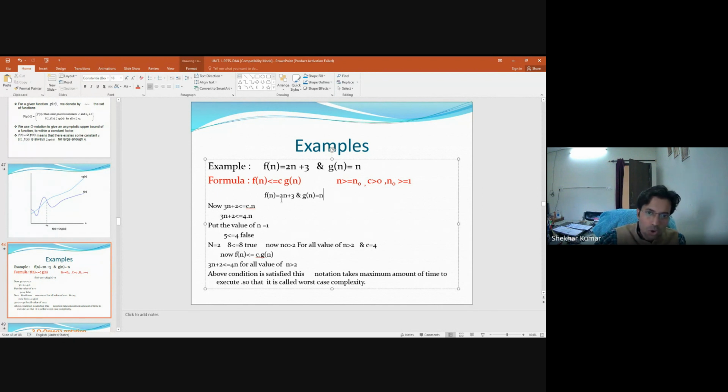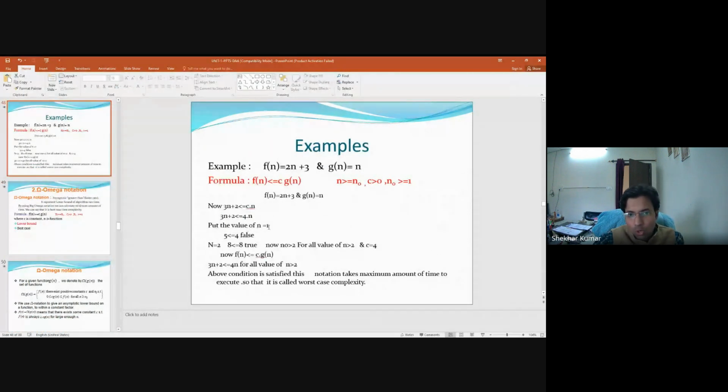There you can see that f of n equals 2n plus 3, and g of n equals n. So now put the value n equal to 1. In f of n, after calculating, the value is 2 into 1 plus 3, that is equal to 5. Now put n equal to 2, then 2n plus 3 will be 2 into 2, 4, plus 3, 7.